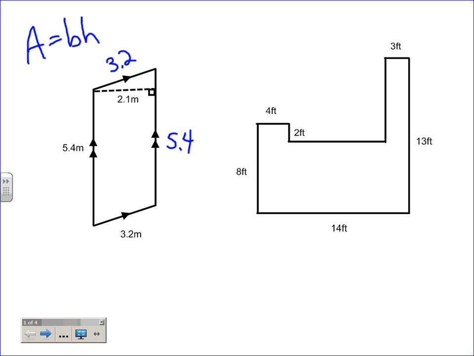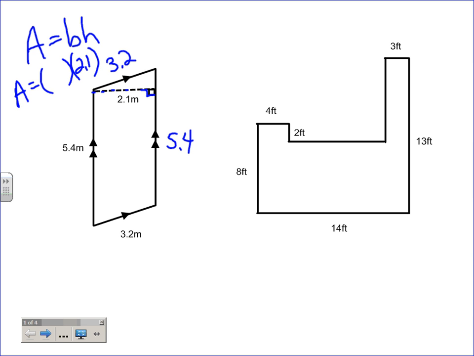Now, the tricky part about parallelograms is the height. The height must hit the base at a right angle. So is 3.2 the height of this parallelogram? No, it's not. Do you think a lot of people just look at this and take 5.4 times 3.2? A lot of people do. Unfortunately, that is wrong. The height then is most definitely the 2.1 because there it is hitting at a right angle. So area equals. We'll put base there, and we're going to put height right here of 2.1.